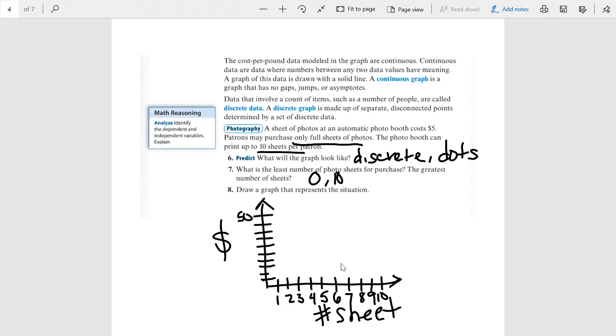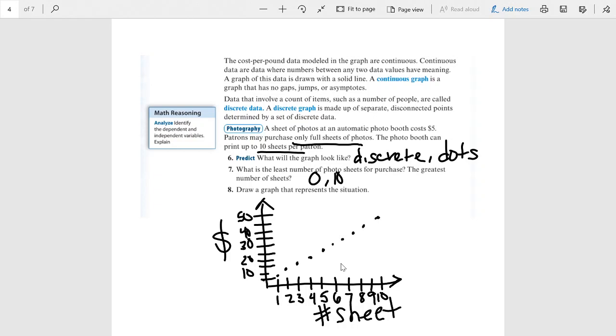All right. So now we can graph. This one is starting to look like what we had earlier for the pecans, but in this case, we don't have that connecting line. All we have are these dots that represent the number of photo sheets that I can have. So 3 goes to 15, 4 goes to 20, 5 to 25, and so on and so forth. But these dots are all that I'm going to have here, okay?